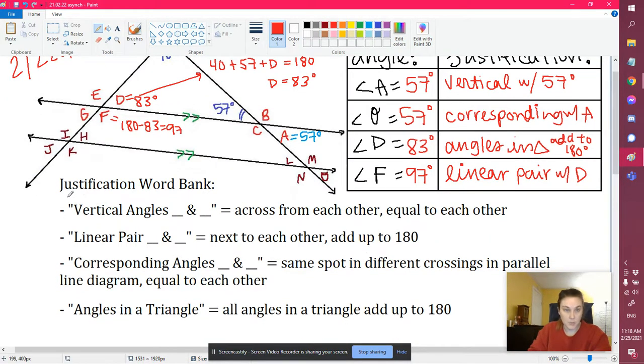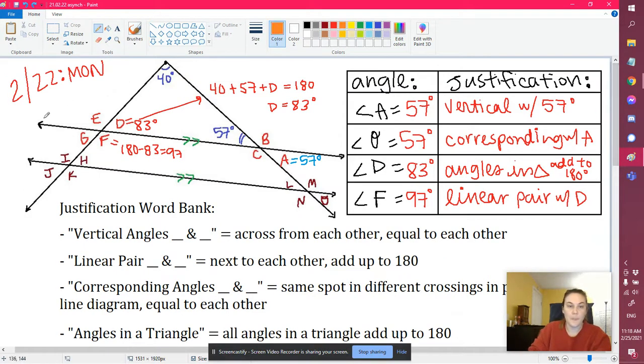On the notes that I'm going to post from this video, you'll have a justification word bank. You can use basically these things in quotation marks as your justifications, right? And I'm giving you an example of one of each of them. To fill in the rest of these, you just think of this as its own parallel line cut by a transversal diagram. You can zoom in and think of this as its own parallel line cut by a transversal diagram, right? And then we will use vertical angles, corresponding angles, and linear pairs to justify the rest of those.